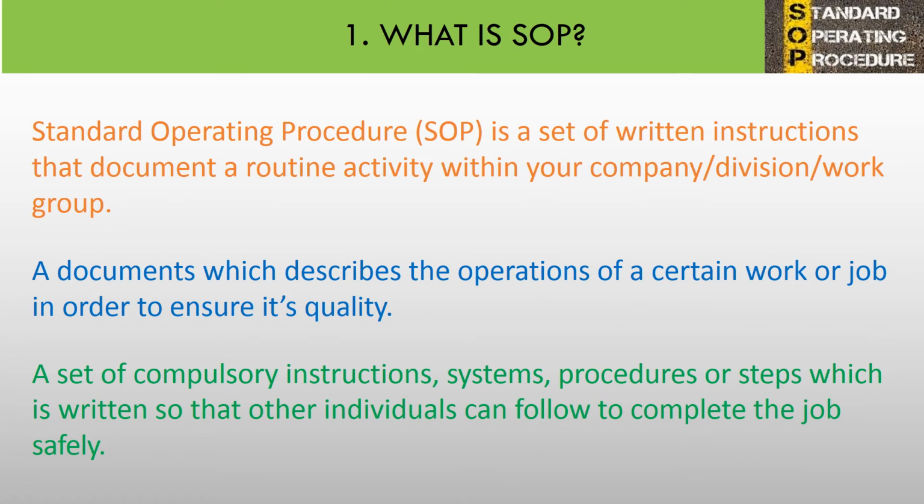Now, what is an SOP? An SOP is a set of written instructions that document a routine activity within your company, division and work group. This document describes the operation of a certain group or job in order to ensure its quality. We need to focus on quality when we work on any equipment and with any procedures. It is a set of compulsory instructions, procedures or steps, written so that other individuals can follow them to complete the job safely.